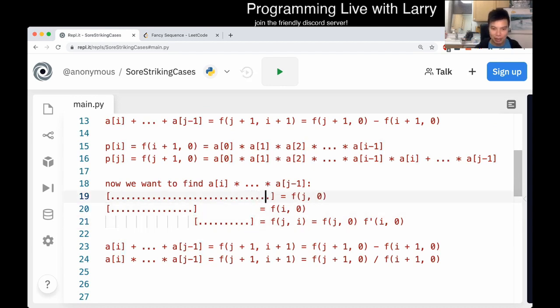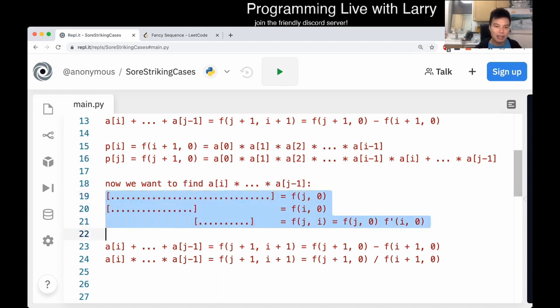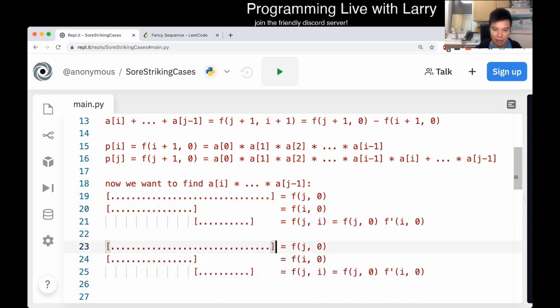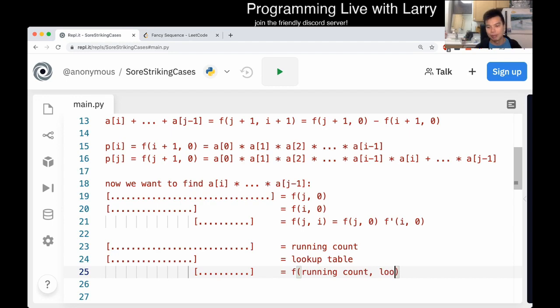In this case, let's draw more dots, for example. This works for any general case, but let's say that now you have only the suffix to worry about. Then we keep this, and this is just the running count. And then this is what we look up in the lookup table. And this is then just the sum operation on the running count and the lookup table, right?